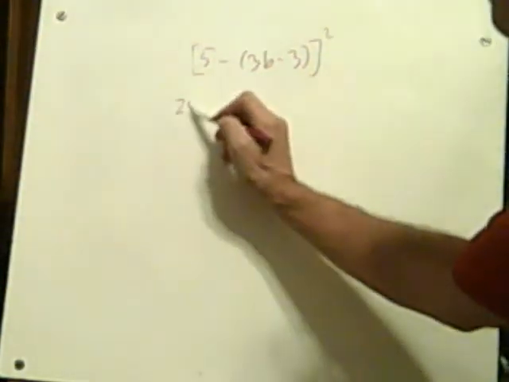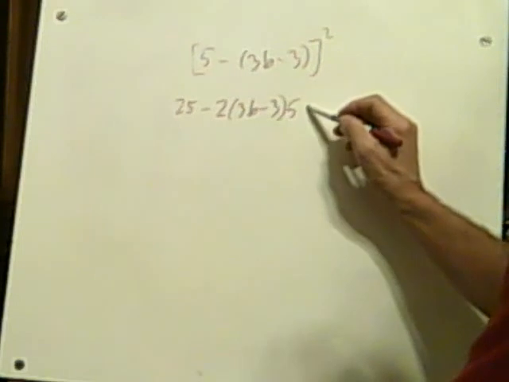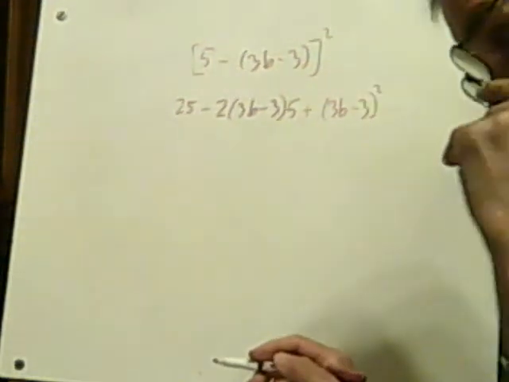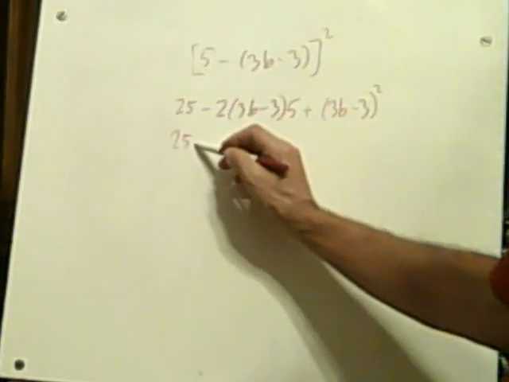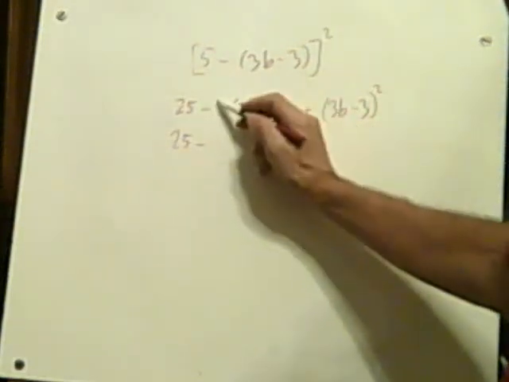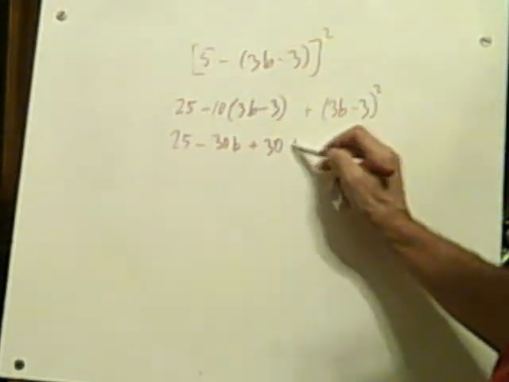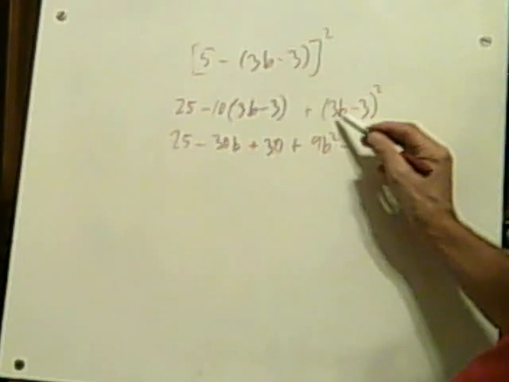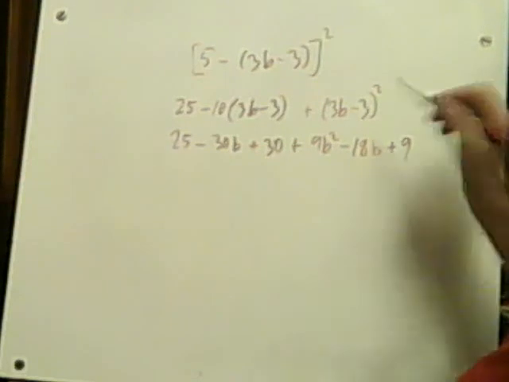Okay. So this is going to come out to 25 minus 2 times 3b minus 3 times 5 plus 3b minus 3 squared. And in the spirit of this whole exercise, I'm going to expand this out. I'm going to first change this to minus 10. I could have done that in my head. So this is minus 30b plus 30. Here, this is a perfect square, so I'm just going to do this perfect square. It's going to be 9b squared minus twice this times this. Well, this times this is 9, twice that is 18b, plus 9, that's this term squared.